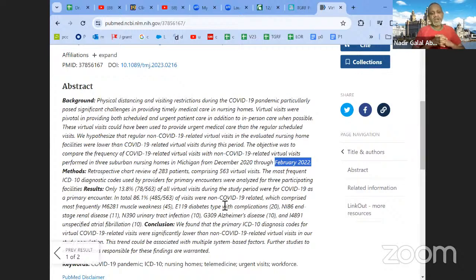So the first thing you want to do is you think about the question, the method. So they obtained the IRB approval. They reached out to the IT team and asked them to review the chart. So they have 283 encounters where the patients were seen remotely, virtually by the physician.